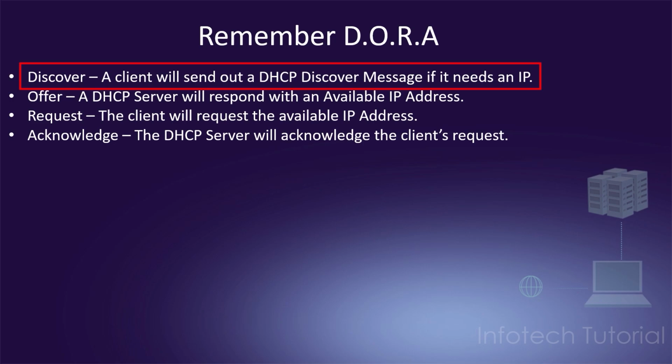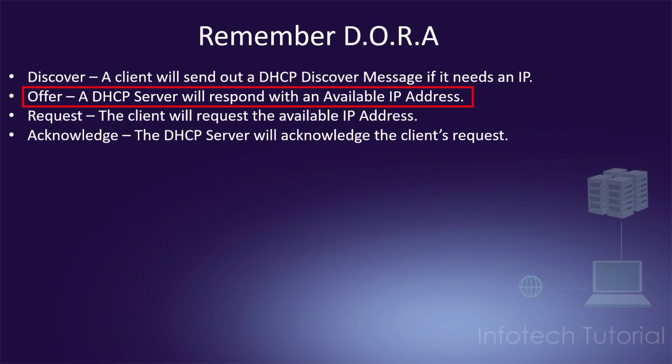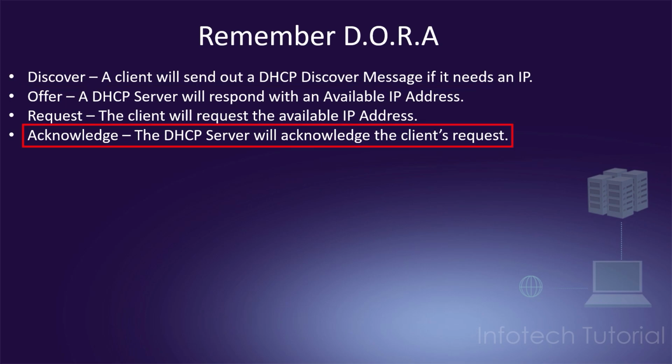So discover is where a client will send out a DHCP discover message if it needs an IP. Offer is when the DHCP server will respond with an available IP address. Request is when the client will request the available IP address. And acknowledge is when the DHCP server will acknowledge the client request, and acknowledgement is usually the end of the DHCP process.